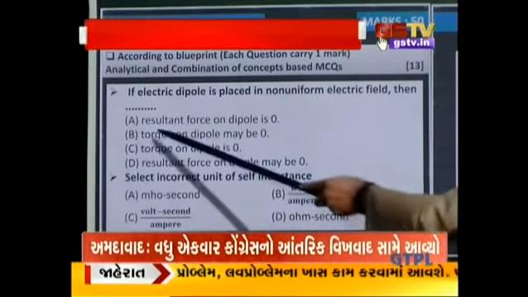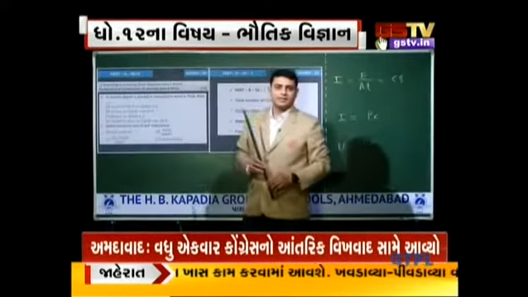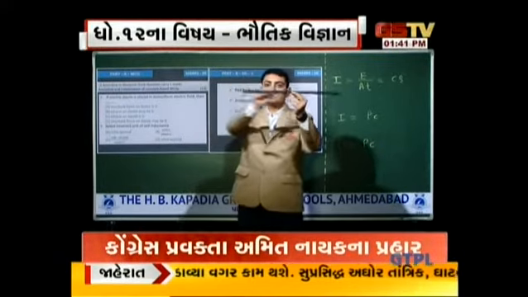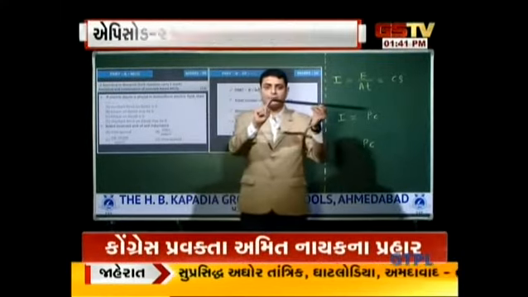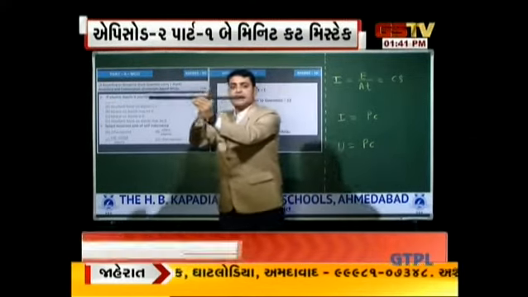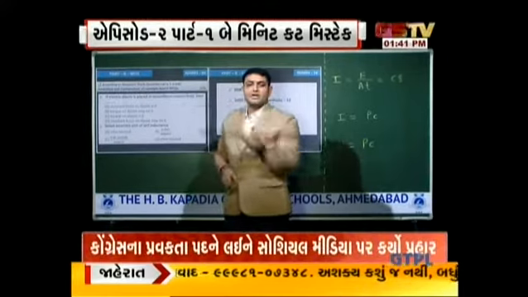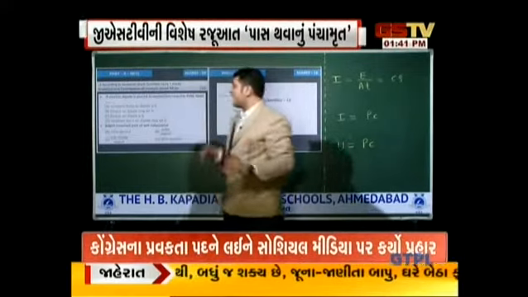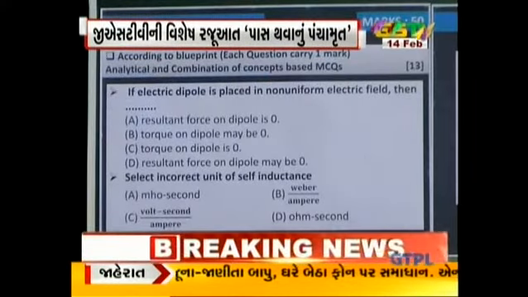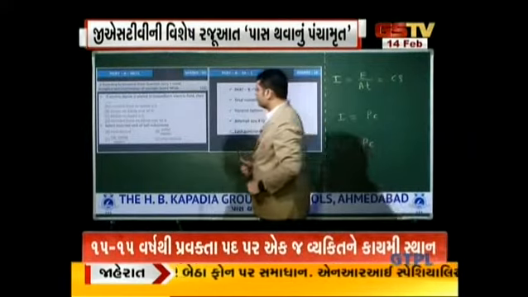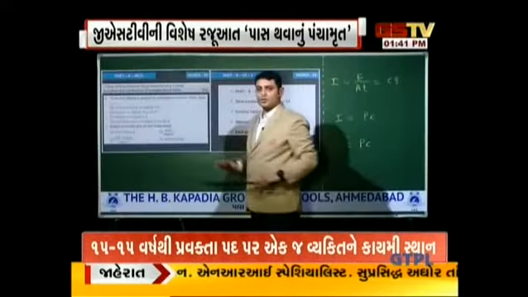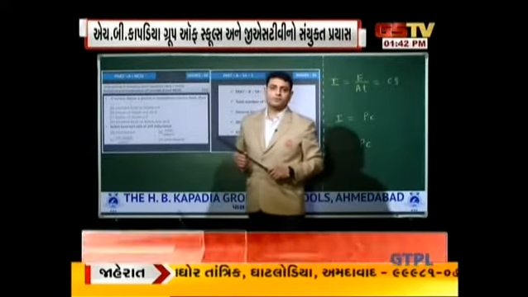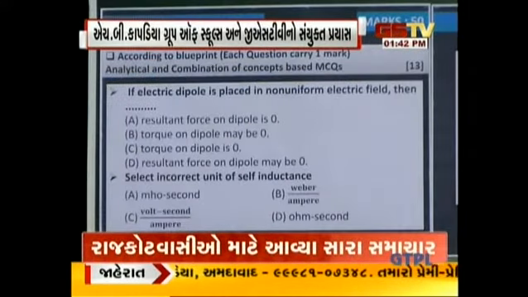Let's take the other option also. Resultant force on the dipole is 0. See, if the dipole is kept like this, initially it will rotate, and after rotating the dipole will move towards the positive charge. Okay, the negative part of the dipole will move towards the positive charge, and hence we can say the force is not equal to 0. If initially the dipole is kept like this, then also the dipole will move. So in any condition force cannot be 0. Force will always act on such a dipole. So resultant force on the dipole being 0 is not possible, because always some sort of force will act on the dipole when it is kept in a non-uniform electric field.